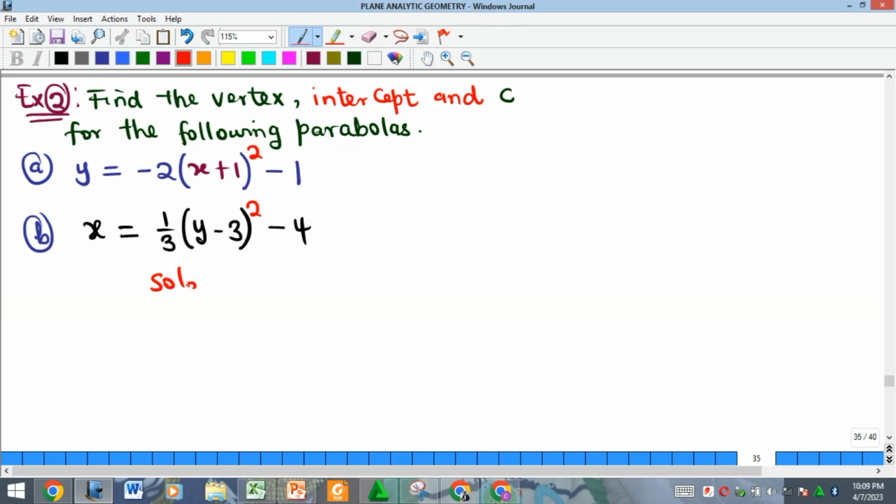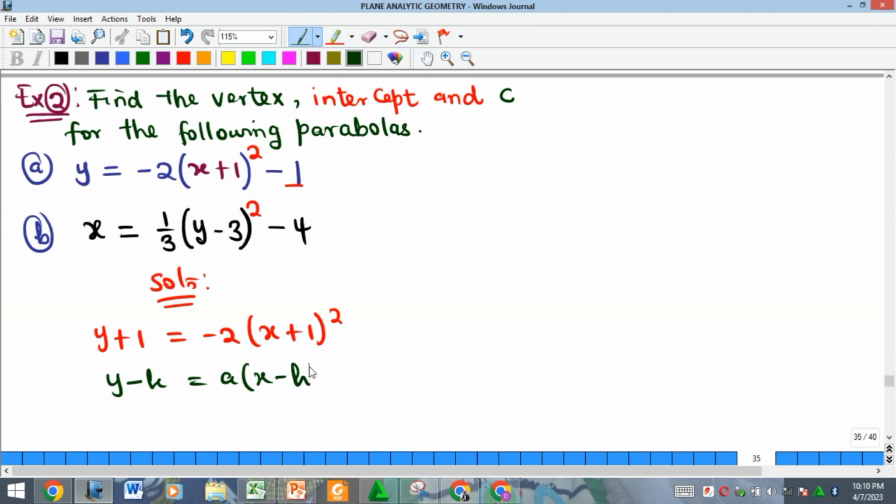So for example A here, to get my vertex, all I need to do is, of course, it's already in the general form. So I only move this constant to the other side, and that's going to give me y plus 1 is equal to... Remember that the standard form is y minus k is equal to a into x minus h all squared.